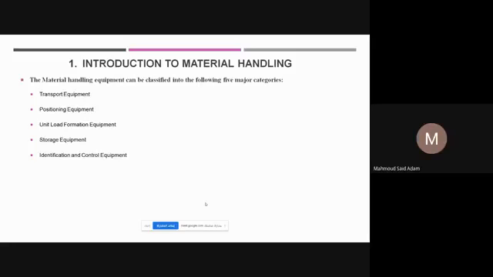The third one, unit load formation equipment: equipment used to restrict materials so that they maintain their integrity when handled as a single load during transport or storage. The fourth one, storage equipment: equipment used for handling or buffering material.